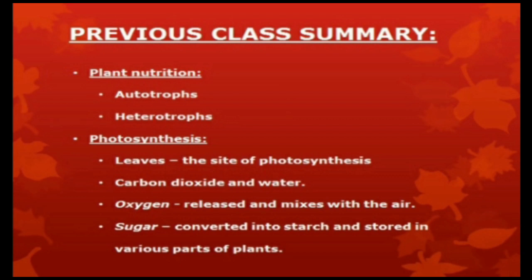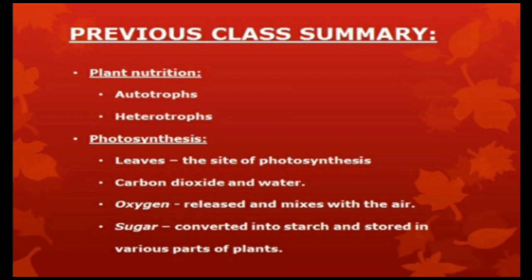Based on the mode of nutrition, the plants are classified into two types. One is autotrophs and another one is heterotrophs. Autotrophs are the organisms which can make their food. For example, unicellular algae, bacteria and most plants. Heterotrophs are the organisms which get the food from their surroundings. For example, all the animals, fungi, microorganisms and few plants.